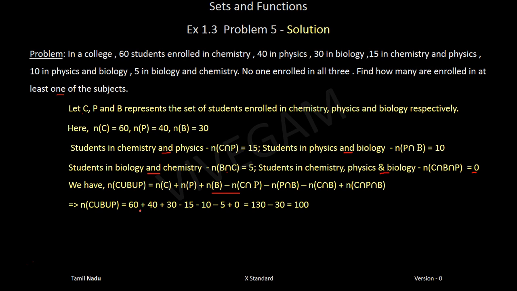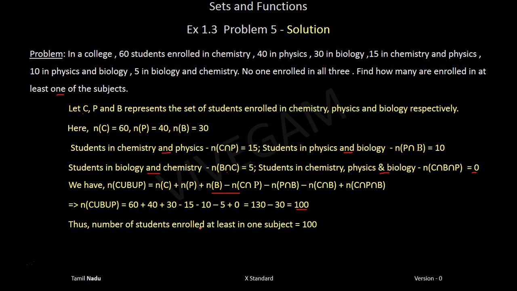So when you simplify the right hand side, 60 plus 40 is 100, plus 30 is 130. And this is 15, 25, 30. 130 minus 30, that is 100. So the number of students who are enrolled in at least one subject, that is either C or B or P, is 100.